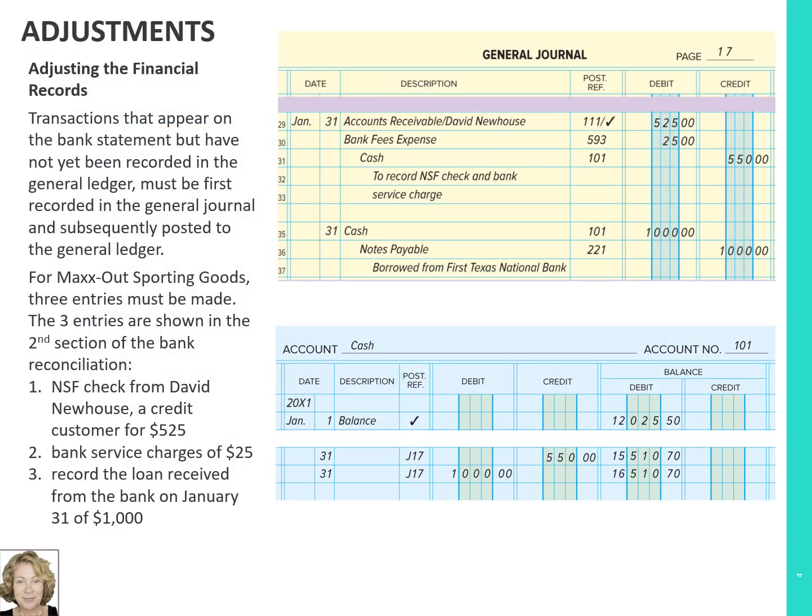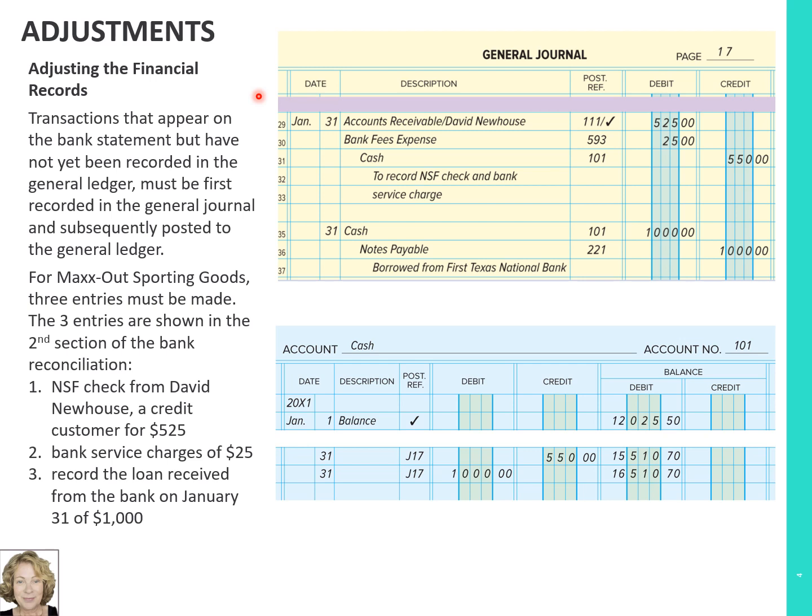Like we just saw in our example, sometimes we find that there are transactions on our bank statement that we have not yet recorded in our books. Transactions that appear on the bank statement but have not yet been recorded in the general ledger must be first recorded in the general journal and subsequently posted to the general ledger. So for Max Out Sporting Goods, we need to make 3 entries.